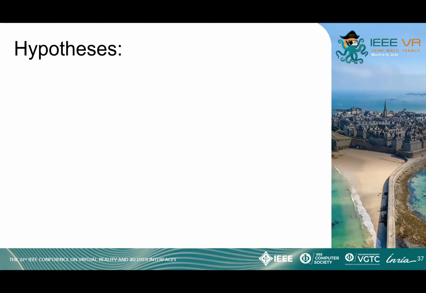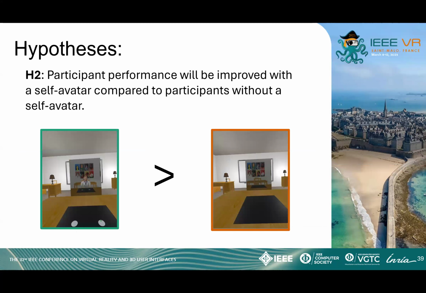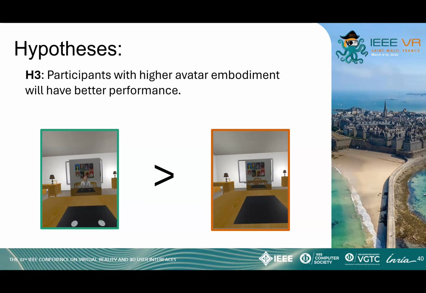And that leads us into our hypotheses. So we had 3 main hypotheses. The first, a stereotypical environment will negatively impact women's performance and sense of inclusion compared to a neutral environment. Our second hypothesis was that participant performance will be improved with a self-avatar compared to participants without a self-avatar. And then our last was that participants with higher avatar embodiment will have better performance.